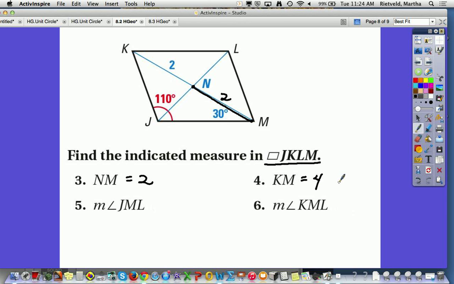Angle JML. JML is this big angle. We know part of it is 30 degrees. We know the consecutive angle in the parallelogram is 110 degrees. And consecutive angles in parallelograms are supplementary. So if we take the measure of JML and we add 110 degrees, that should give us 180. So that tells us that the measure of angle JML is 70 degrees.